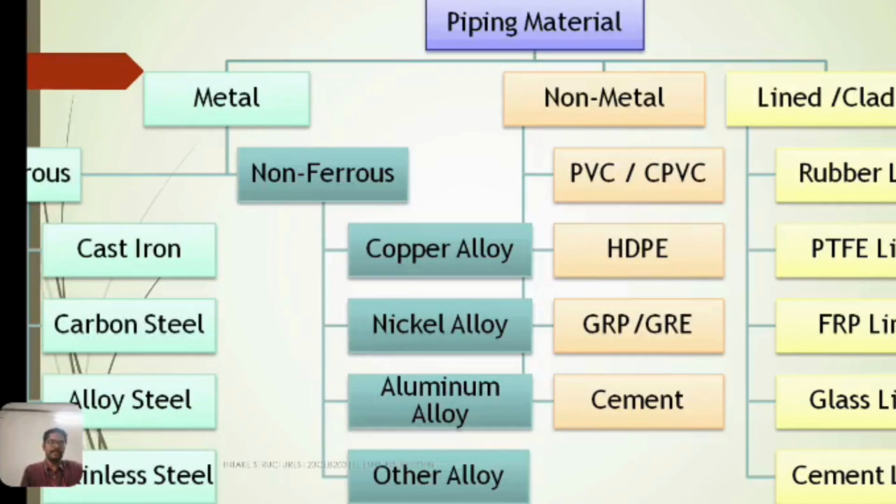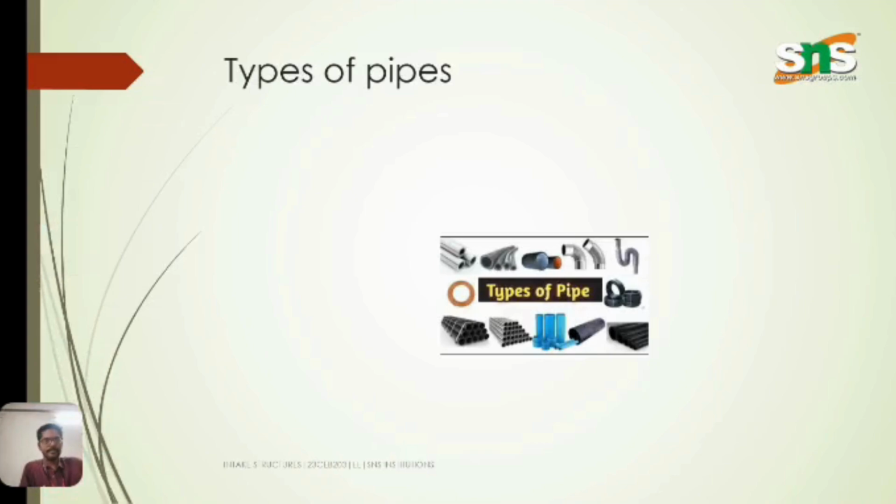Pipe materials: there are different types of materials available. The main classifications are metal and non-metal. Metal has ferrous and non-ferrous. Non-metal has PVC and others. Ferrous has cast iron, carbon steel, alloy steel, and stainless steel. Non-ferrous is copper alloy, nickel alloy, and aluminum alloy. Non-metal is PVC, CPVC, HDPE, GRP, and cement. Lined and clad types are rubber lined, PTFE lined, and FRP lined.